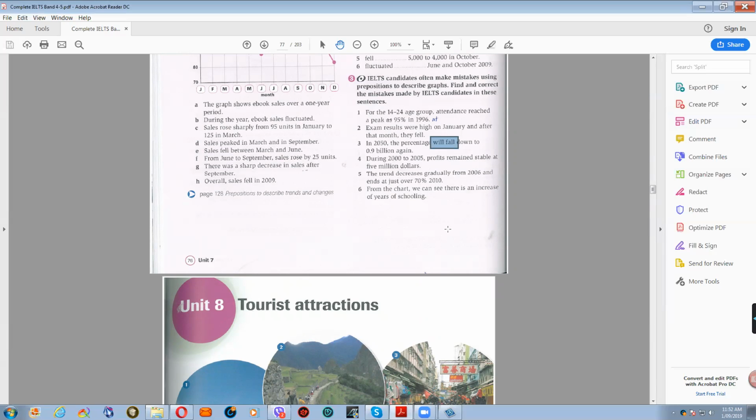Okay, during profit remains stable. Nothing wrong with it. Between. What? Between 2000 and 2005. Oh, to between. Yes, got it. The trend decreases gradually from 2006.